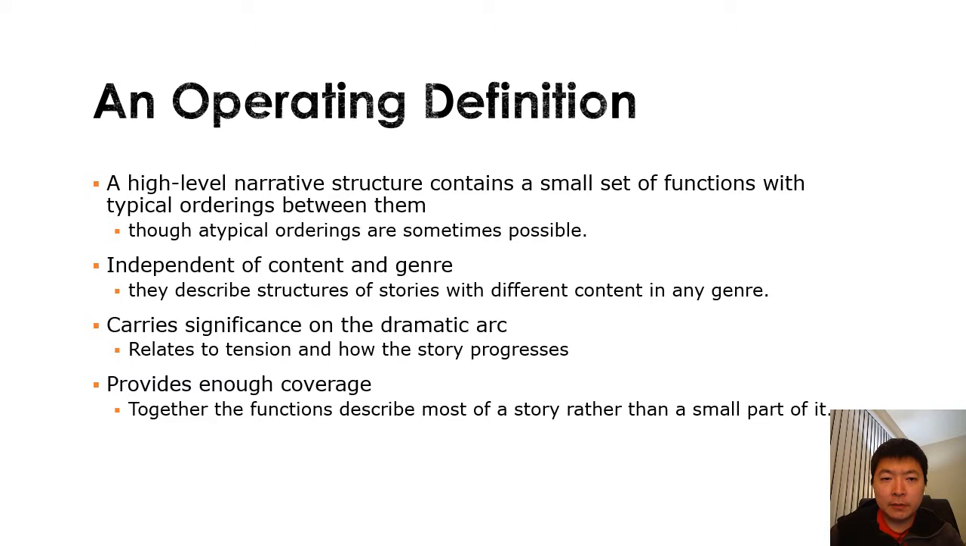A good definition for narrative structure should be independent of content and genre. This is in contrast to Propp's functions that specialize to one genre of stories. We believe tension in the dramatic curve and how the story progresses over time is important. So the narrative structure should capture how tension changes and how the story progresses over time. The narrative structure should be relatively complete and provide enough coverage. It should describe, for example, 70 to 80% of the story rather than 10 or 20% of the story.